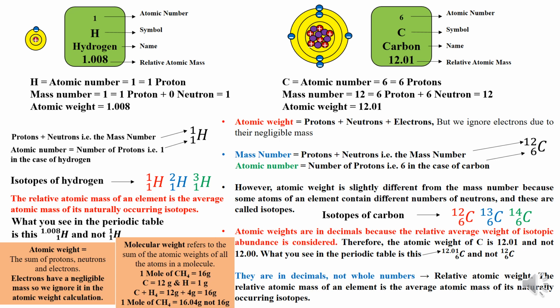But 16 is not the right answer. The actual molecular weight of methane is 16.04 grams and not 16, because we have to consider the relative atomic mass of the respective elements. And that is how we end up with 16.04 and not 16.